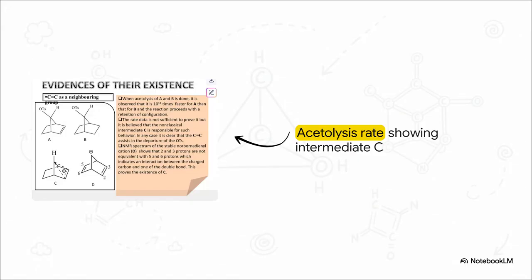So let's look at the hard data. When we perform acidolysis, which is a chemical breakdown using acetic acid, on 2 different structures, let's call them A and B, structure A reacts 100 billion times faster than B. Plus, it proceeds with full retention of its configuration. Why? Well, because in structure A, that neighboring carbon-carbon double bond isn't just sitting around doing nothing.